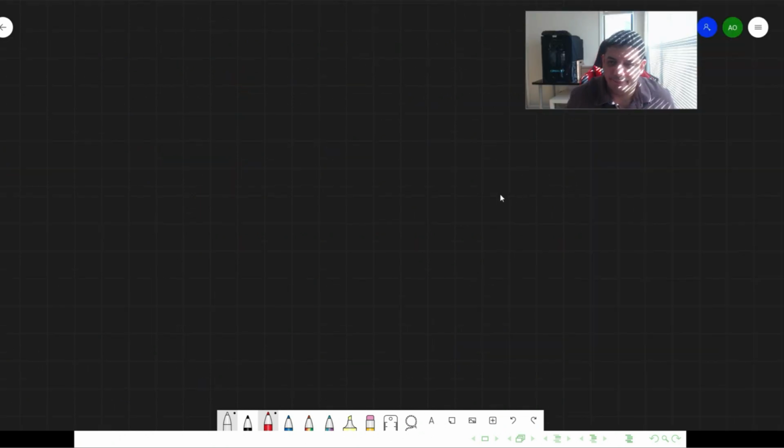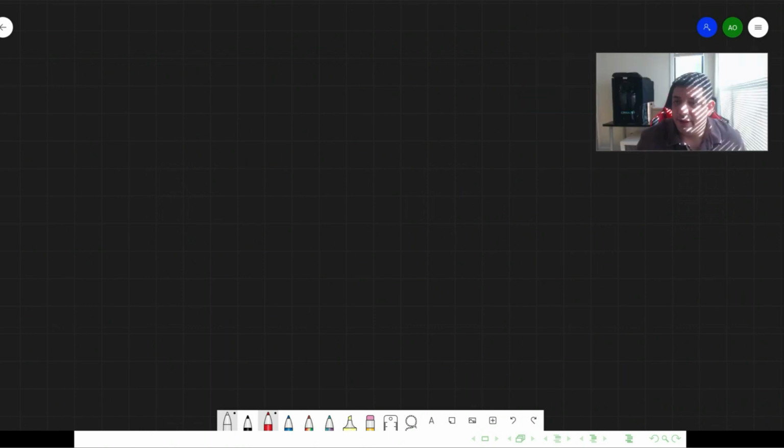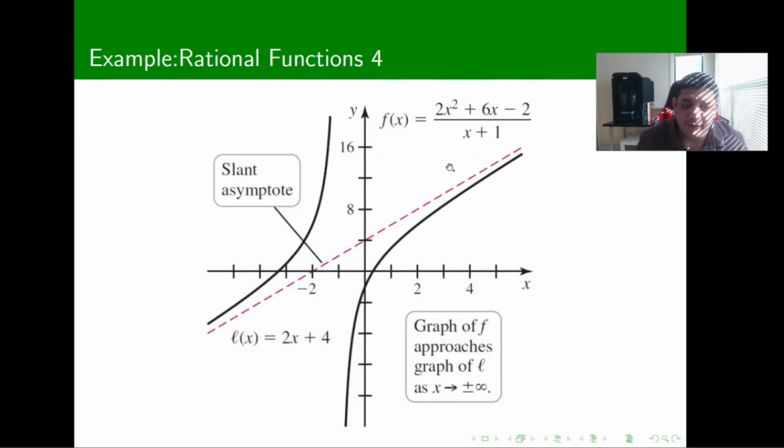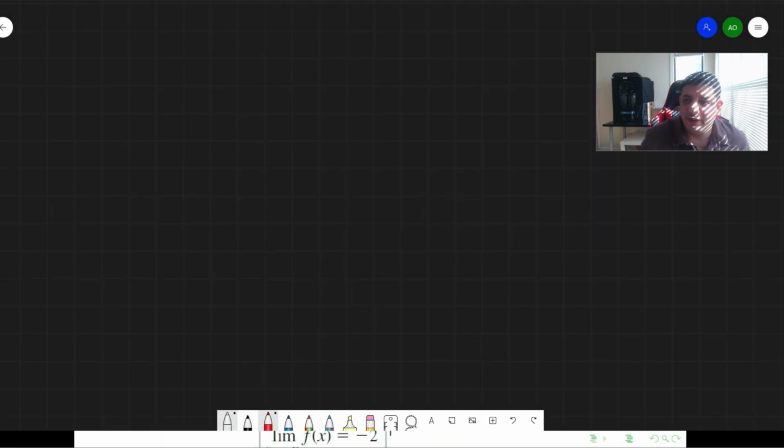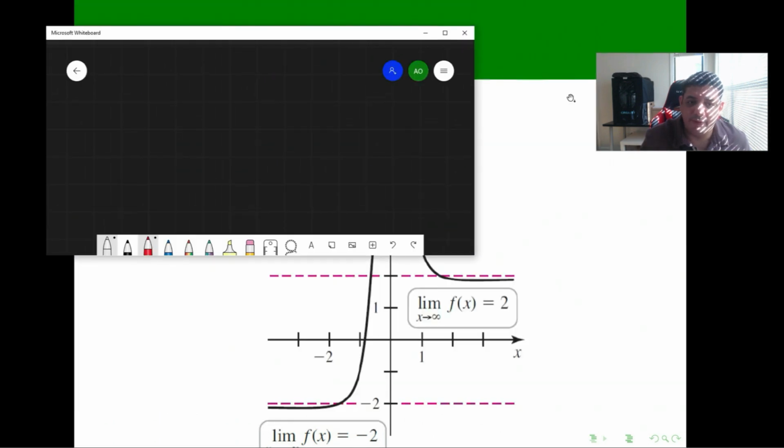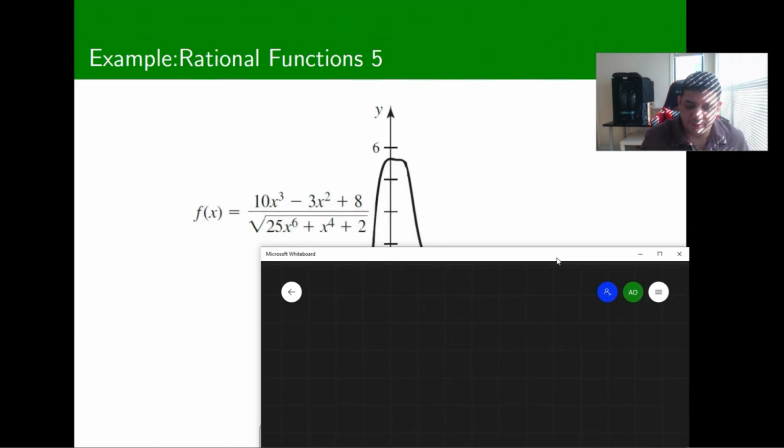Okay, so let me clear my space. And now finally, this type of limit can sometimes be done in functions that don't look like the usual ones. For example, in this case, we have a square root. Notice that in this case, the limit when x goes to infinity is 2, and the limit when x goes to minus infinity is going to be minus 2. So this function is approaching that weird configuration. So let's see if we can actually prove that by calculation.